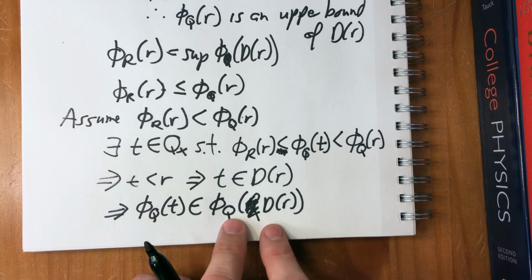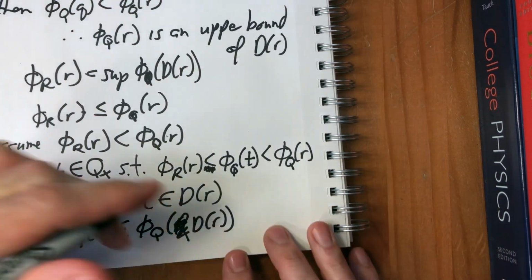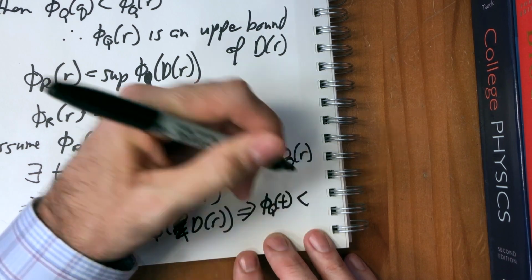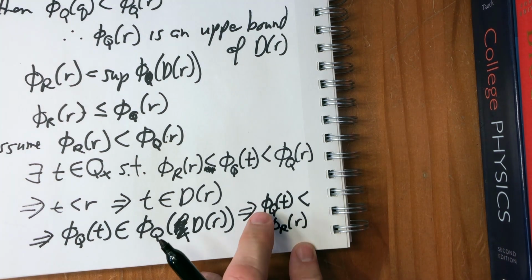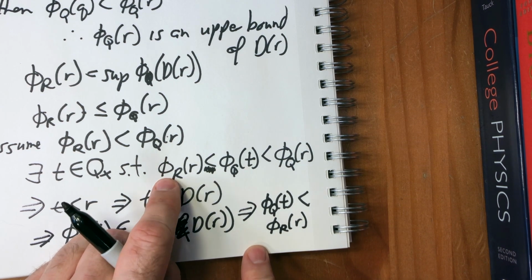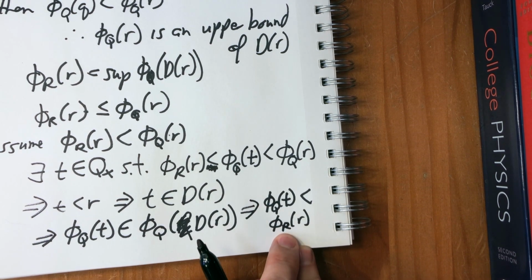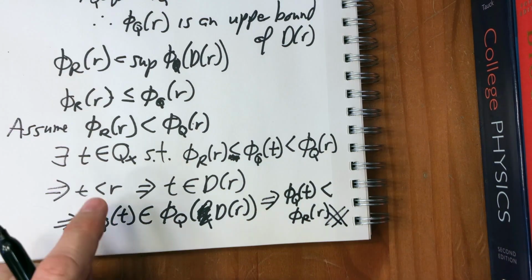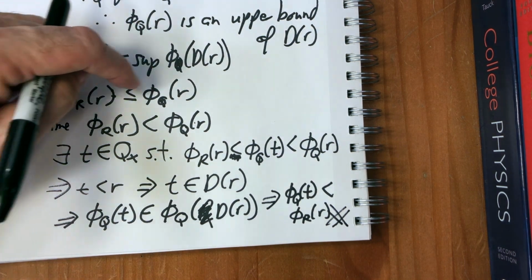If phi Q of t is an element of phi Q of D r, then it has to be less than or equal to the least upper bound of phi Q of D r. That means that phi Q of t is less than or equal to phi R of r, because this is the least upper bound of this set. But we started by assuming that phi R of r was less than phi Q of t. We just showed that phi Q of t is actually less than or equal to phi R of r. That's a contradiction. That means that this assumption is wrong, and then if this is not less than this, it can only be equal to.